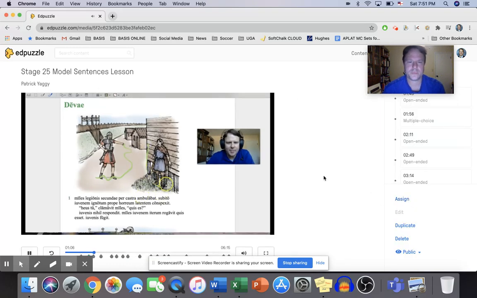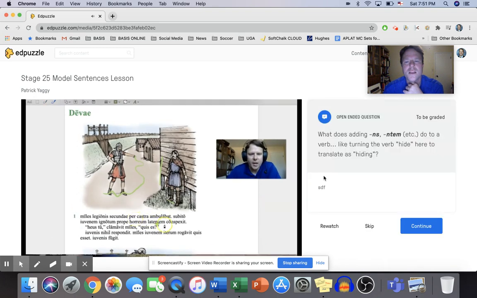Latentem conspexit. Now, latentem is not a verb that probably we remember really well. It means hiding. And I wonder if you could remember what form of the verb that -ntem with the noun ending gives it, or really maybe the adjective ending, we should say. So here it is. What does adding -ens or -entem, etc., do to a verb? Like turning the verb hide here into hiding. And you can see I just quickly tapped a couple keys to get through the question here earlier. But I'm making my kids answer.